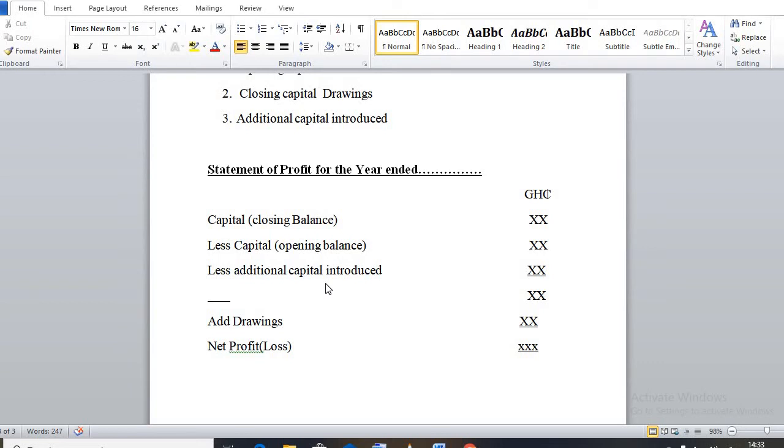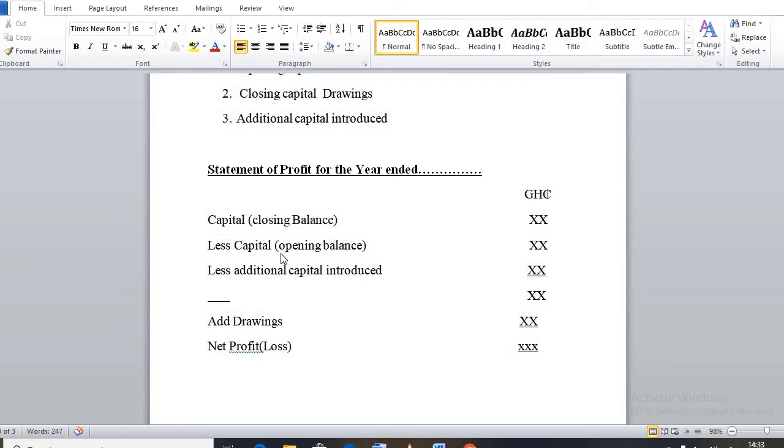We introduce additional 5,000. It means that the additional capital that we've introduced becomes part of the first capital, or the initial capital that we introduced. Okay, so always you have to less your additional capital from the closing capital when you are presenting the statement of profit or loss account. And we are lessing because we treat that one to be part of the opening capital. Okay, and the two elements that we are comparing have to do with the closing capital and that of the opening capital.